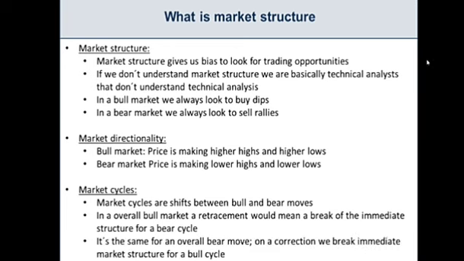And it's the same thing for a bear move. On a correction, we break immediate market structure for a bull cycle. And why are we saying that we break immediate market structure? Well, this is easy, guys, because when we are in a bull market, we are making higher highs and higher lows, and when we retrace, we break the immediate low. And in a bear market, when we retrace, we break the immediate high. We are going to go through a chart later in the lesson so you better understand this.